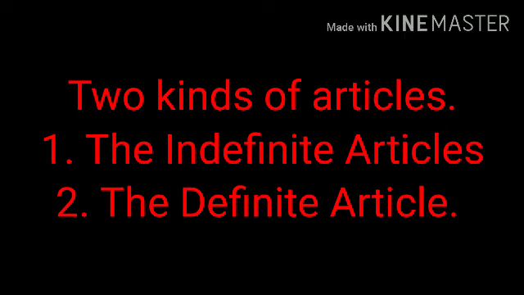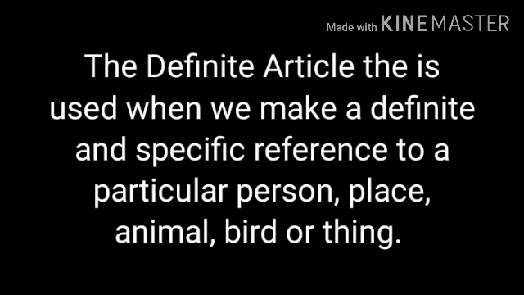Now we are moving to the definite article. Okay, children, what is the definite article? The next one, the definite article definition. You should know what is definite articles, okay. The, okay, this is the usage of the, okay children. The definite article the is used when we make a definite and specific reference to a particular person, place, animal, bird or thing, okay.